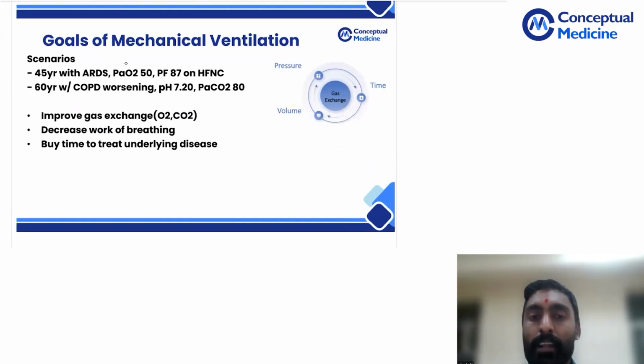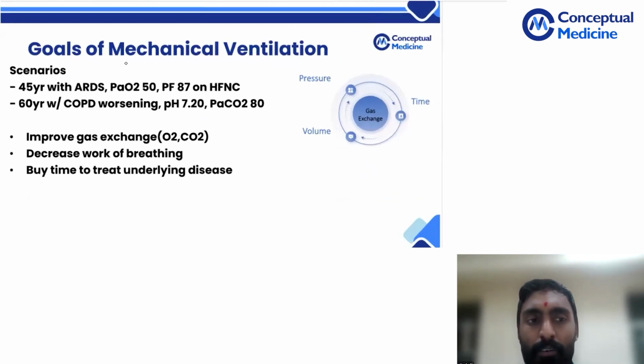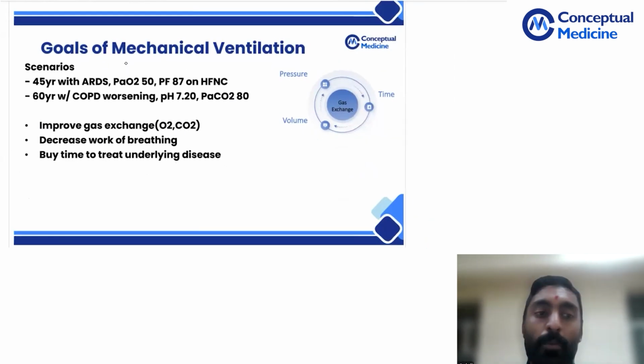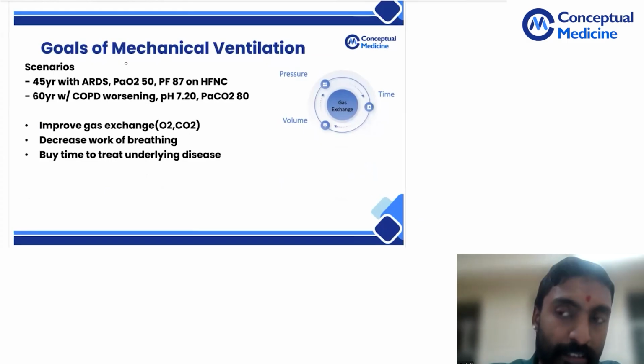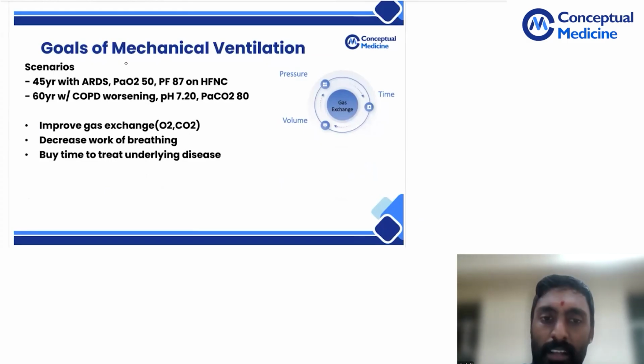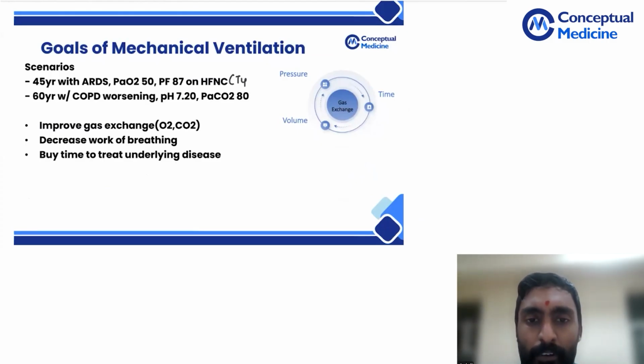So what is the goal of mechanical ventilation? Let us take two scenarios. One is a classical patient wherein you have a 45-year-old male presenting with respiratory failure, having an ARDS, and the patient is having a PF ratio of 87 on HFNC. So this is what is called as type 1 respiratory failure.